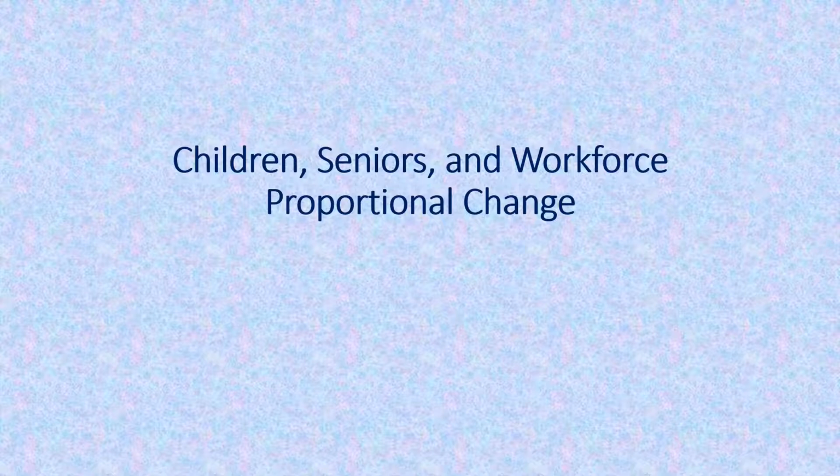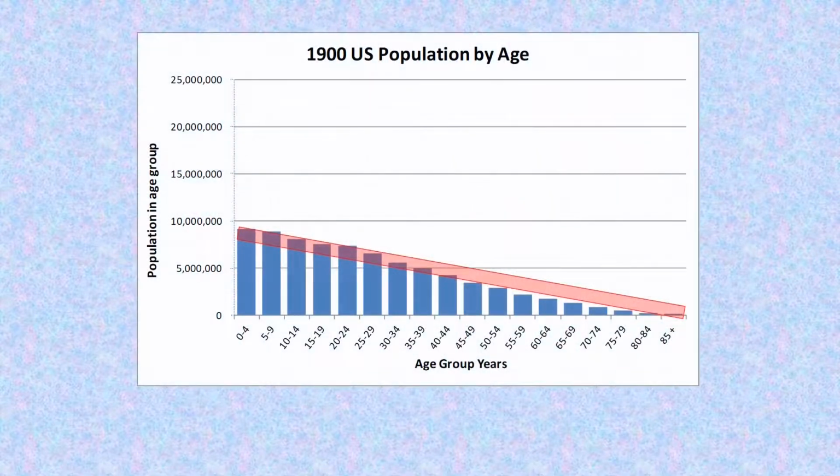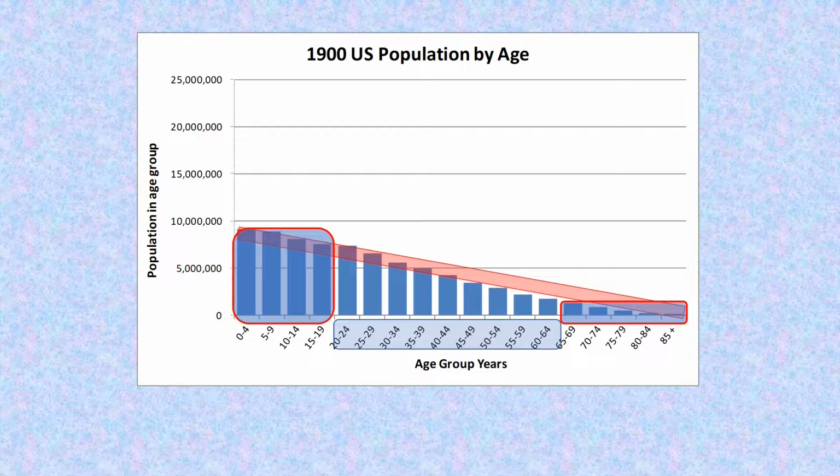On a broader policy canvas, the proportional changes over time between children, seniors, and the workforce pose a different type of challenge. Consider the pyramid shape of the 1900 U.S. population distribution. The distribution showed a large population of children and youth less than 20 years old, and a small population of seniors aged 65 and older. The proportion of children and youth to working age population ages 20 to 64 years was relatively large, and the proportion of seniors to working age population was relatively small. This relationship persisted to about mid-century.